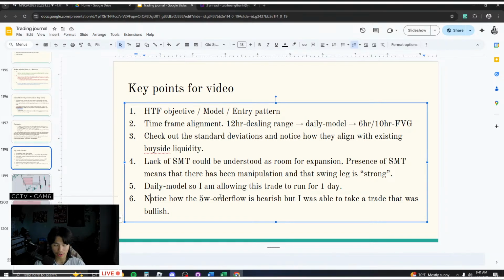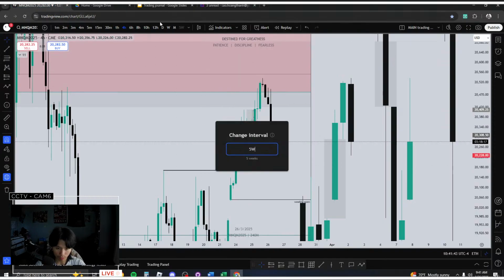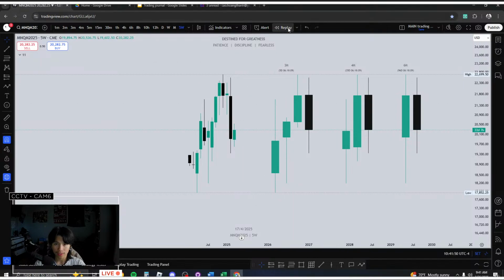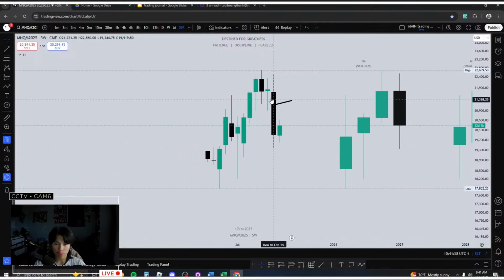And sixth, notice how the 5-week order flow is bearish, but I was able to take a trade that was bullish. So this requires me to show you guys what's happening here on the 5-week time frame. This is the 5-week candle that was previously created. The way that this 5-week candle closed, the easiest assumption that I could make is that we're probably going to, notice the way that I use my words there, probably anticipated, right? It's not clear that we're going to take out the 5-week low. It's just higher probability, right?